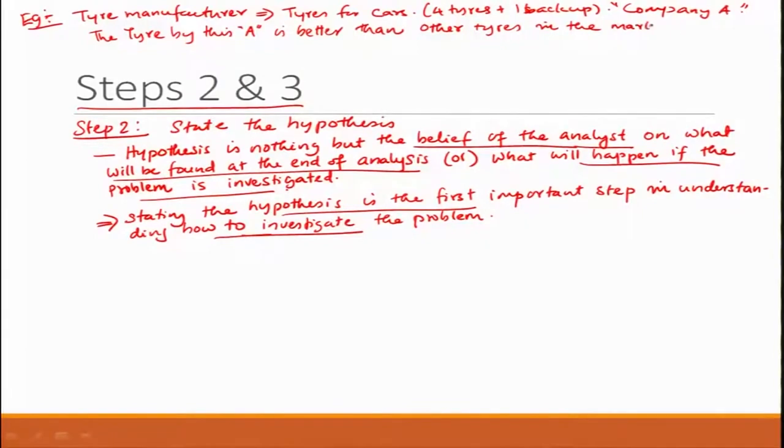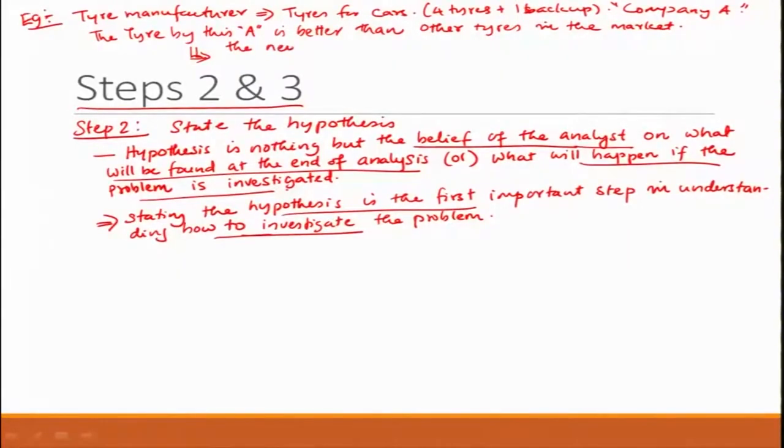If this is the claim made by the company, and it is a problem that needs to be investigated, then how do we state the hypothesis at this point? The hypothesis you can loosely state: if this is what you want to prove or investigate, whether the tire is better than the existing tires in the market, if not, then what will happen? The answer is that the tire is as bad as other tires available in the market. So, you can say that the new tire is better than others, that is one option. The other way to think about it is, if not, the new tire is only as good as others in the market.